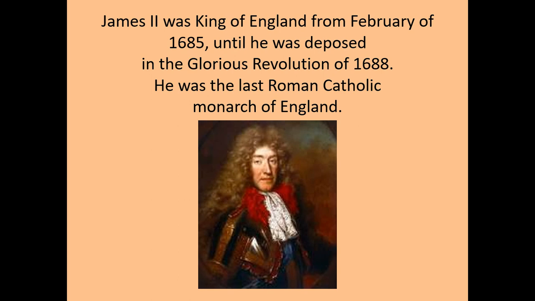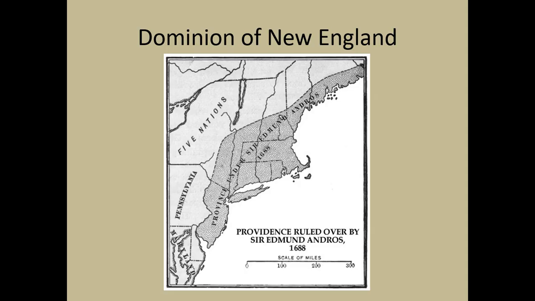So James comes up with this idea called the Dominion of New England. In 1686, he determines that we're going to take all of New England and join it into one administrative merger, one colony called the Dominion of New England. So you're talking about all the colonies in Massachusetts, New Hampshire, all these different colonies, brought into one colony. And according to James, it was to consolidate them, but everyone knew it was a way to gain control over them, to rein them in.